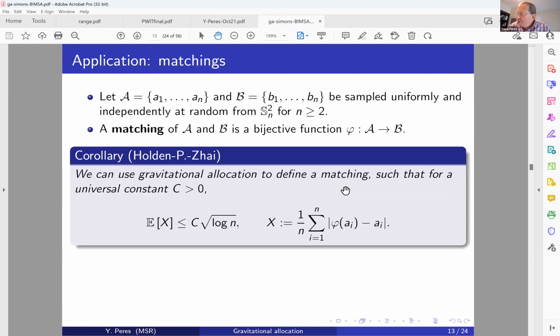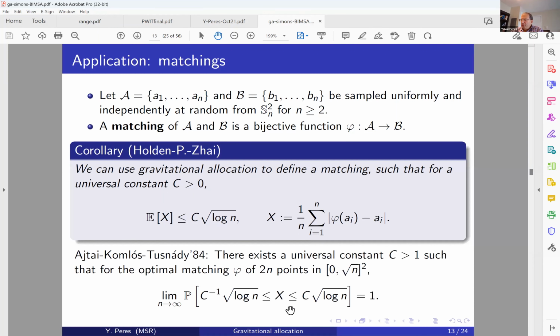What is the connection to matching? You can use this gravitational allocation to create a matching algorithm which is very efficient on average, not in terms of its extremes, but on average, and is within a constant of the optimal matching.